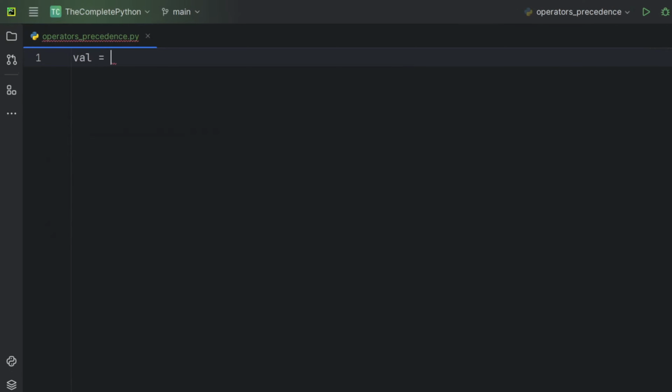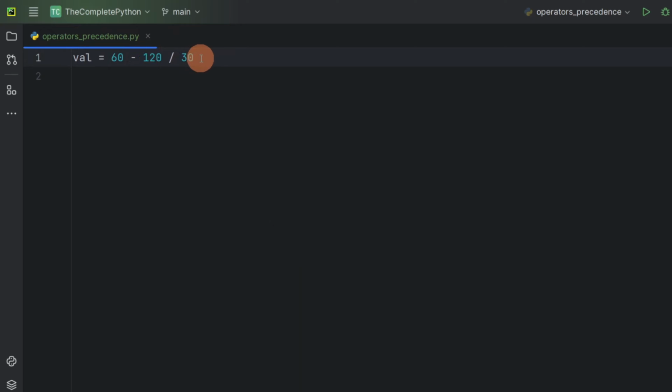Suppose val is 60 minus 120 divided by 30. So here we are performing some operations. Now what I want you to do is simplify this expression. You can pause the video and try to simplify it.